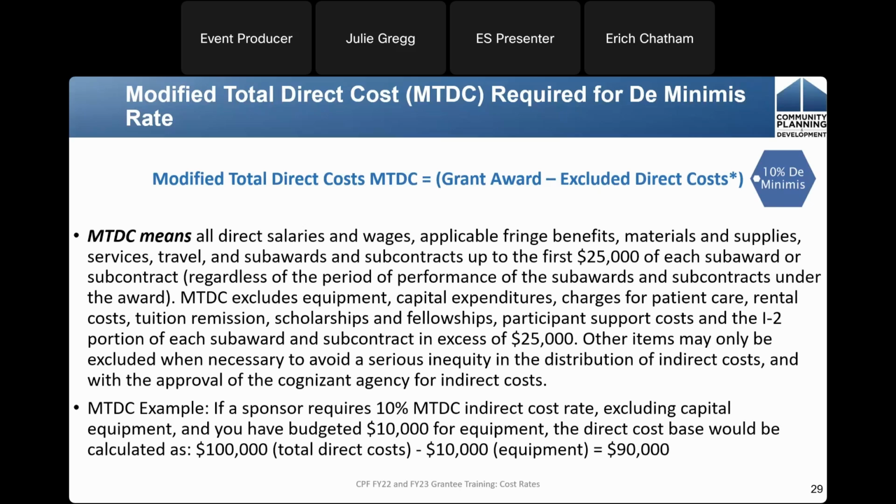So there's an example at the bottom of your screen, and I'll show you several more formulas on subsequent slides. If a sponsor requires the 10% modified total direct cost to establish your indirect cost rate, you exclude the capital equipment, and you have budgeted $10,000 for equipment, the direct cost base would be calculated as follows. You have $100,000 in total direct cost, minus the $10,000 in equipment that is excluded. So now your modified total direct cost rate base is $90,000.